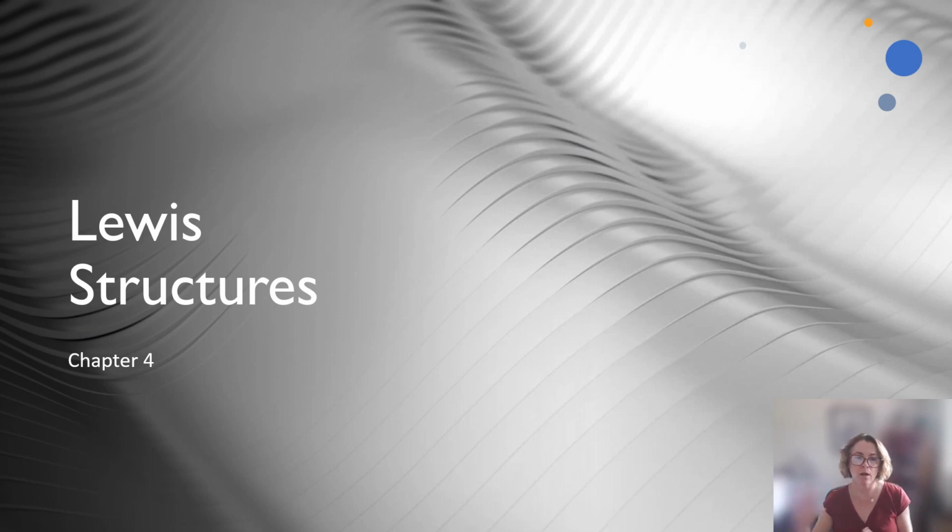A little bit later on, we're actually going to take these Lewis structures and transform them into 3D pictures so that we can see in 3 dimensions what these molecules actually look like. But before we can do that, we need to figure out how these atoms are connected to each other, who's connected to who.